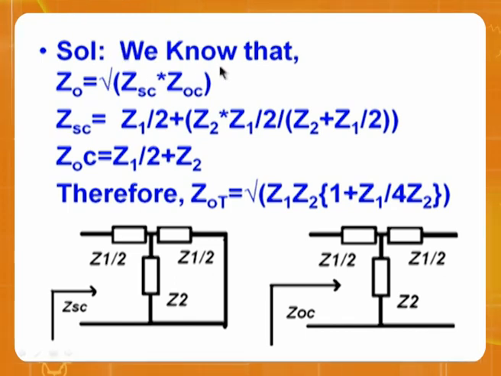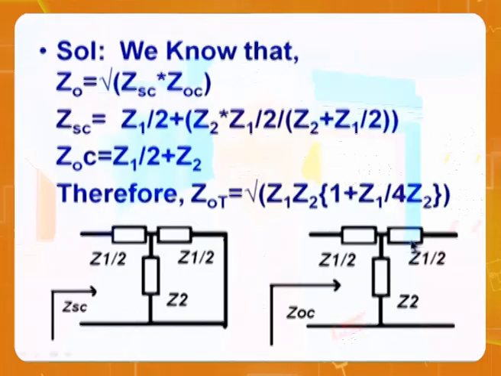Characteristic impedance is the root of the short circuit impedance multiplied by the open circuit impedance. Let us calculate the short circuit impedance. Look here. This is shorted. These two are in parallel, in series with this. So ZSC is equal to Z1 by 2 plus Z2 times Z1 by 2 divided by Z2 plus Z1 by 2. This is the impedance we have. Similarly, if you calculate the open circuit impedance, this one will not come into the analysis, only these two come. So ZOC is Z1 by 2 plus Z2.